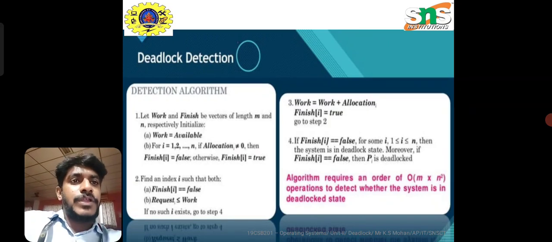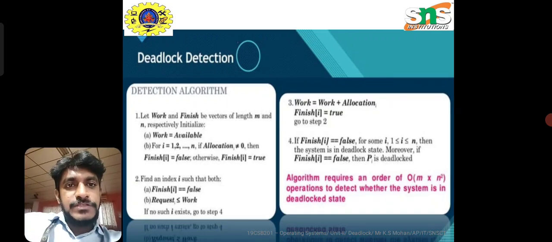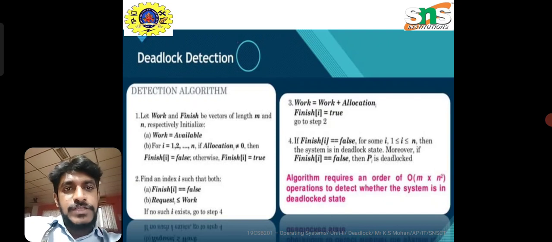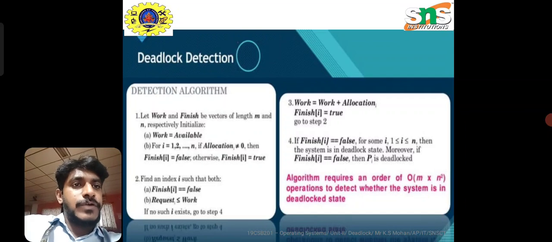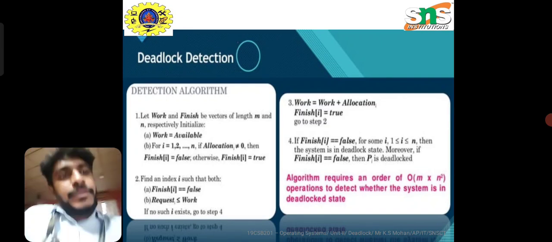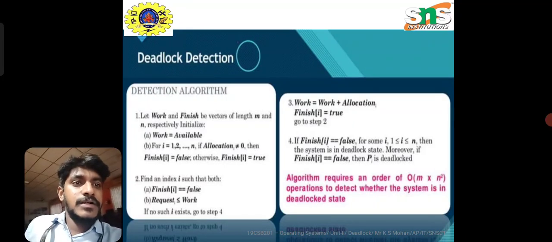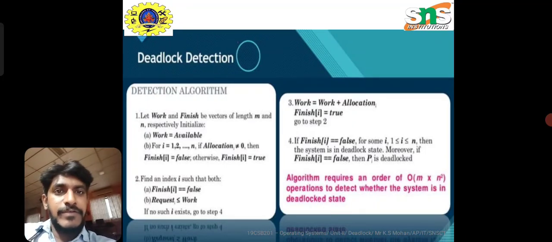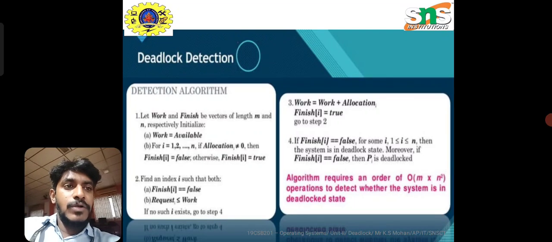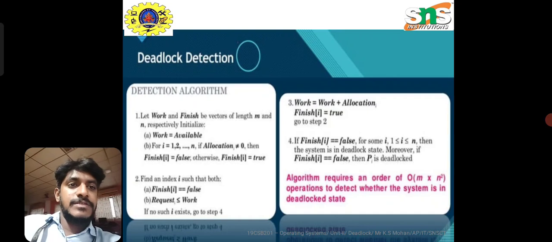We have Work = Work + Allocation, Finish[i] = true, then go to step 2. Step 2 is to find an index i such that Finish[i] = false and Request[i] is less than or equal to Work. If no such i exists, go to step 4. If Finish[i] = false for some i, 1 ≤ i ≤ n, then the system is in a deadlock state. Moreover, if Finish[i] = false, then Pi is deadlocked. The algorithm requires on the order of O(m × n²) operations to detect whether the system is in a deadlock state.